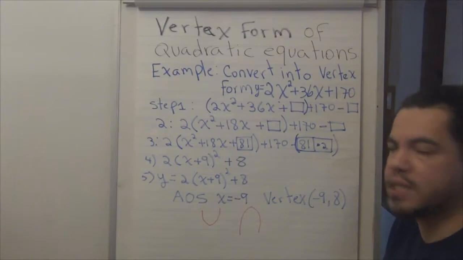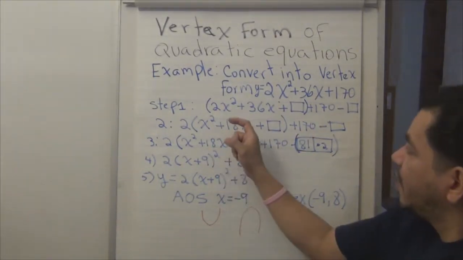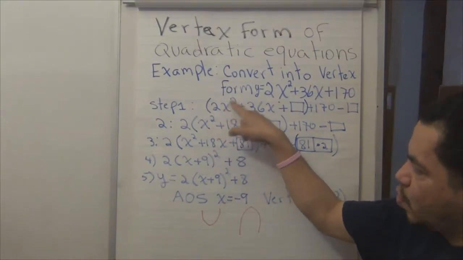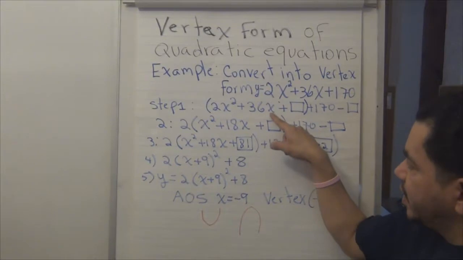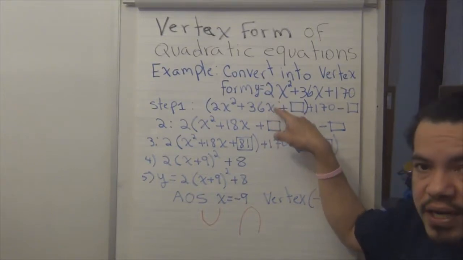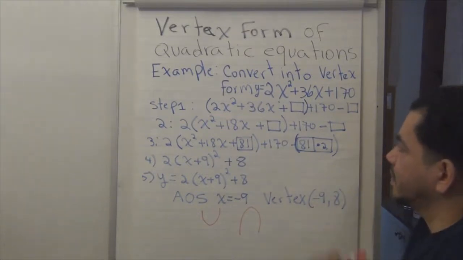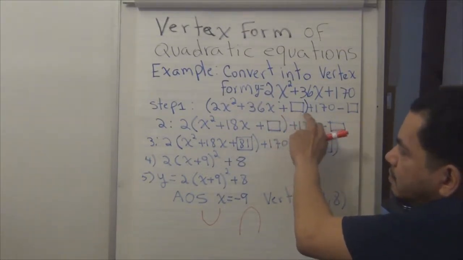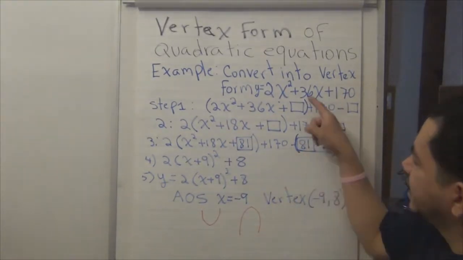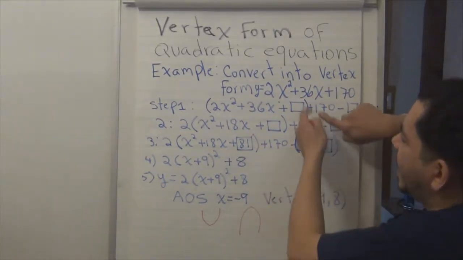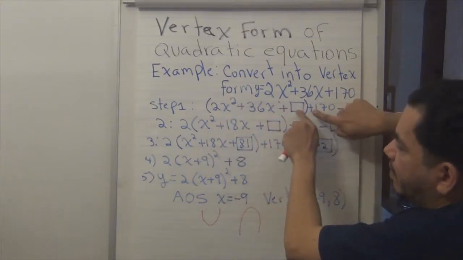Alright, so how do I do this? Well, the first thing you want to do is isolate the square term and the linear term. The linear term is the one that has a 1 as an exponent. So 2x squared plus 36x, plus, you're going to put a box in there. Don't worry about it, we're going to get to that. Then we're going to close parentheses. So you see, I isolated the square term, the x, and then I added a box here.